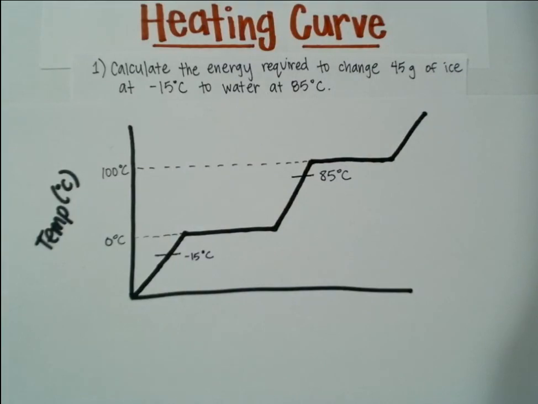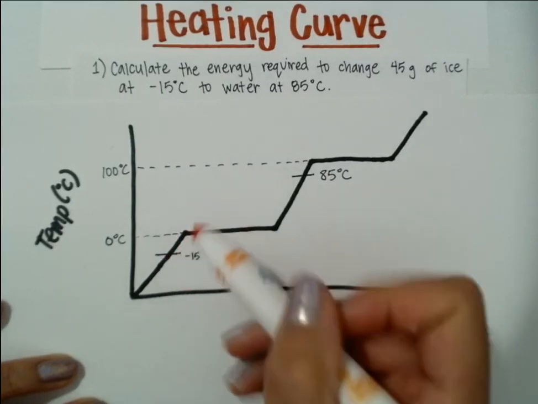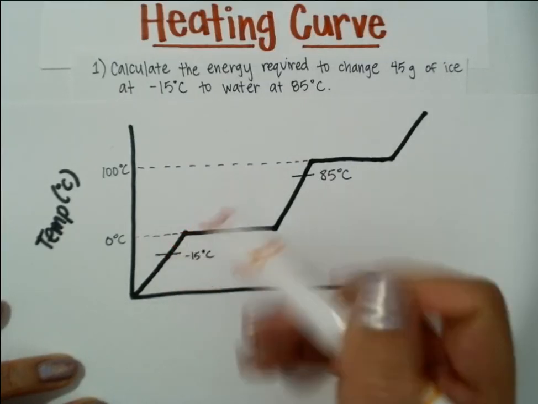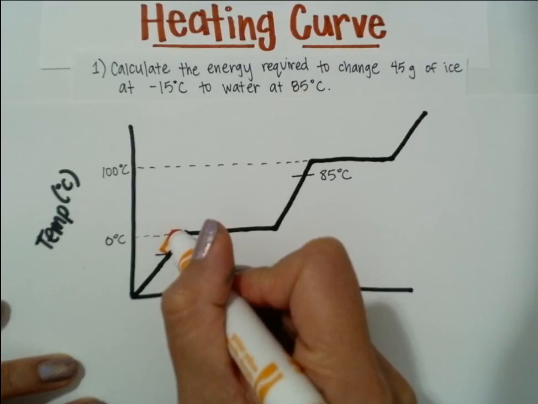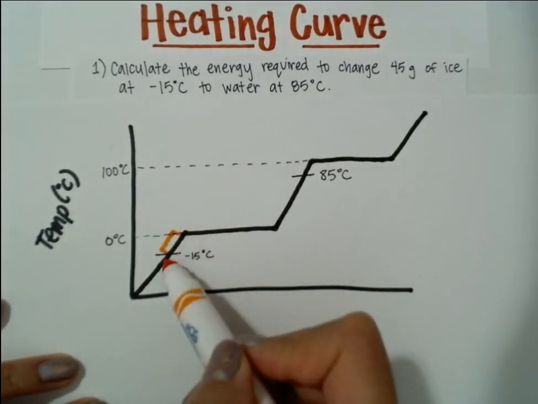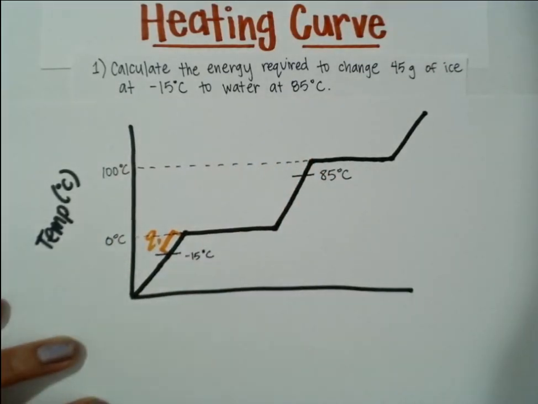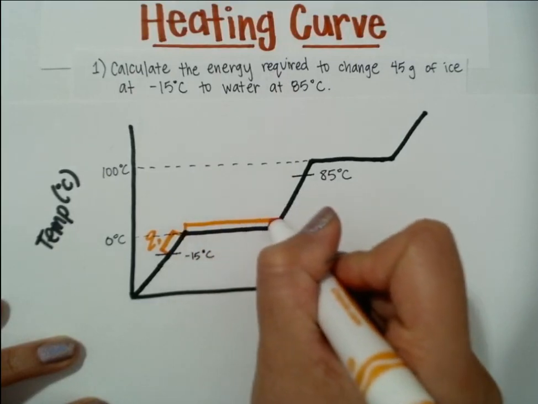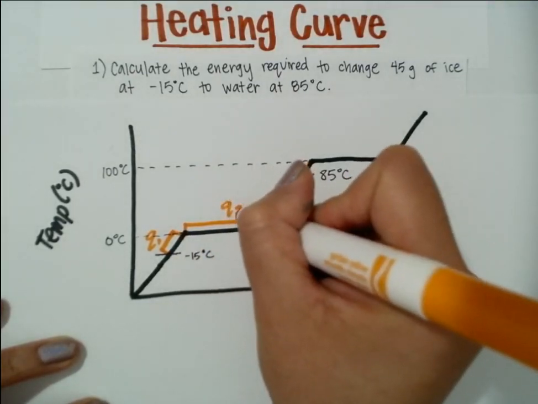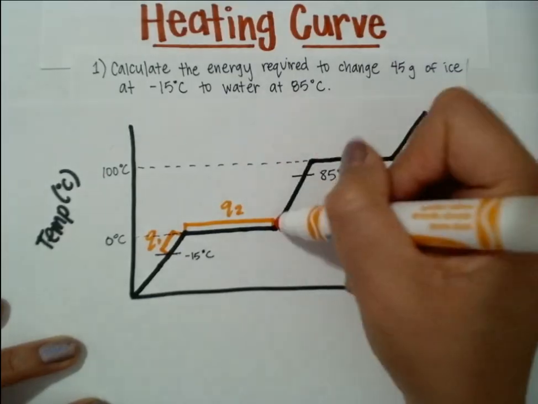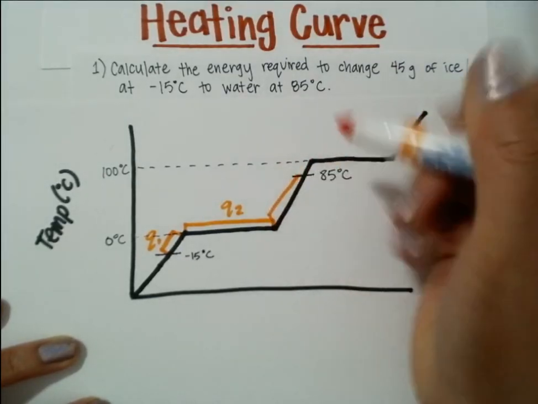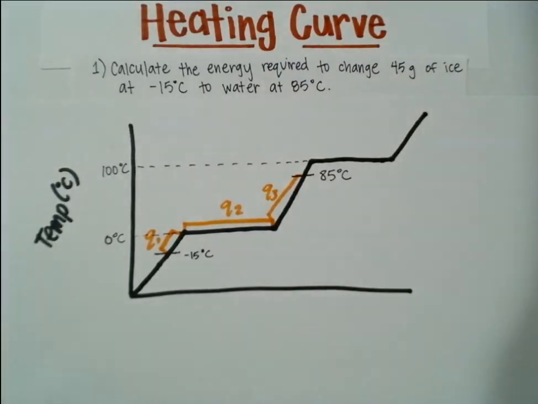Okay, now what I want to do is break this section down into parts. So right here, I want to start with this temperature change all the way up to 0. So I'm going to break these up into little segments. From negative 15 to 0 degrees, that's going to be my Q1. From solid to liquid, that's going to be my Q2. And then from 0 degrees all the way up to 85 degrees, that's going to be my Q3.